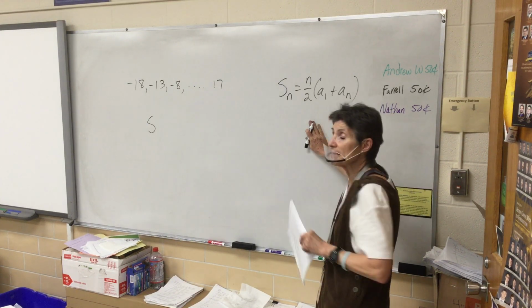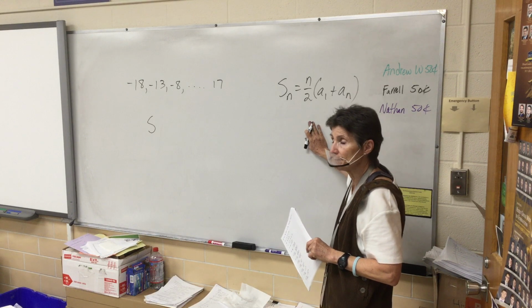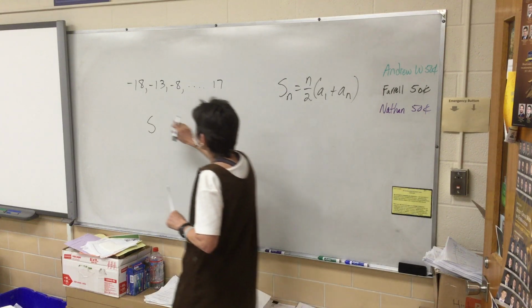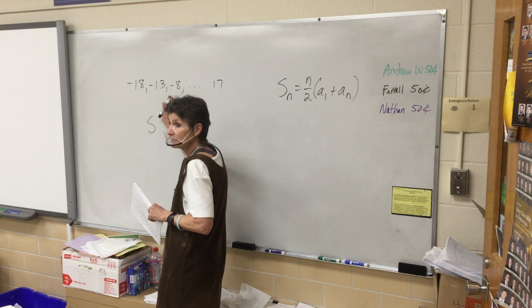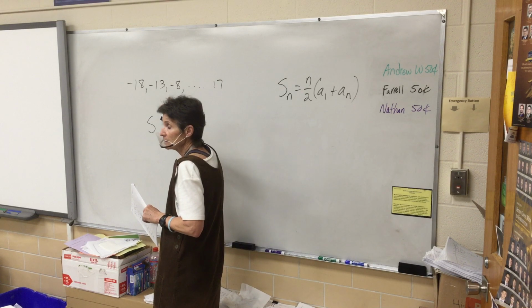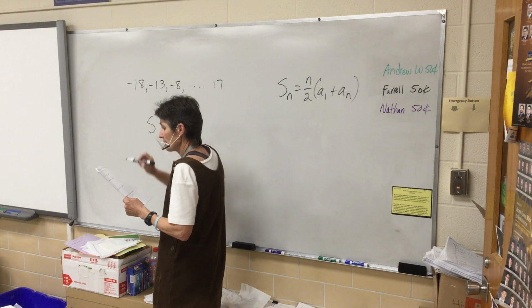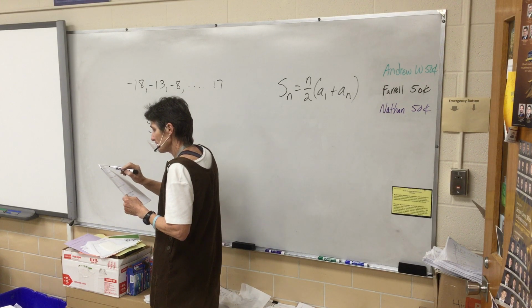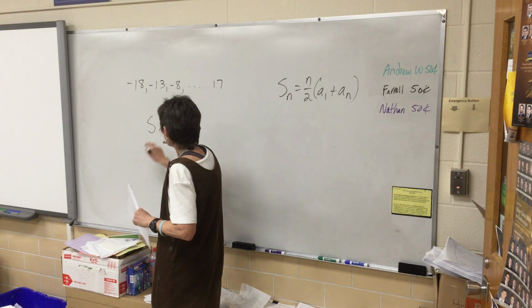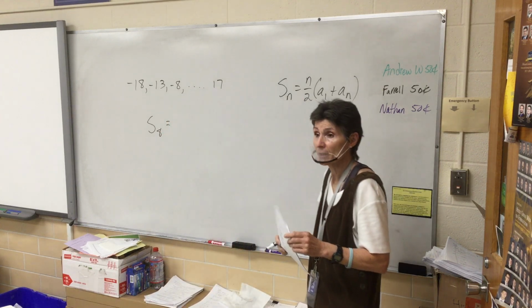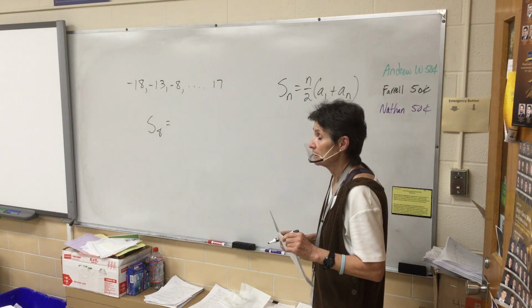This one is because the common difference is what? What am I adding to get from term to term? Looks like I'm adding 5. Okay. How many terms are there altogether? 1, 2, 3, 4, 5, 6, 7, 8. So I'm adding up 8 terms. Remember, n is how many terms? I'm adding up 8 of them.